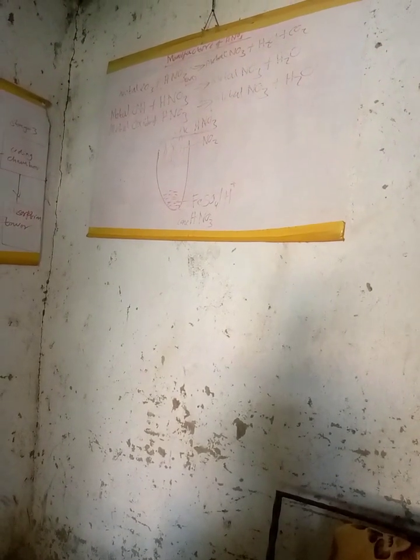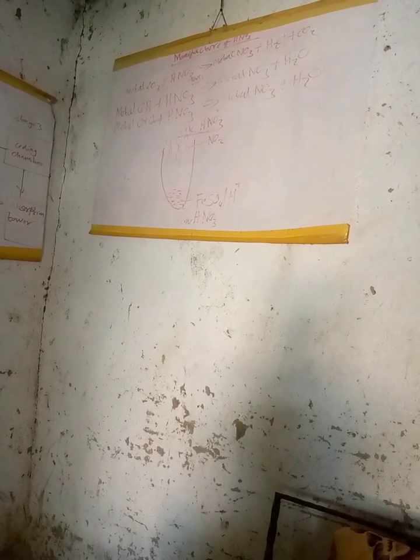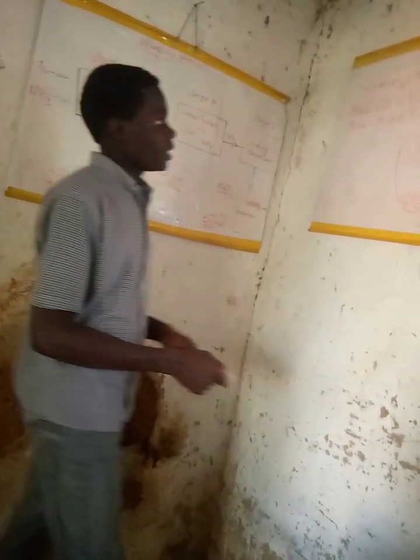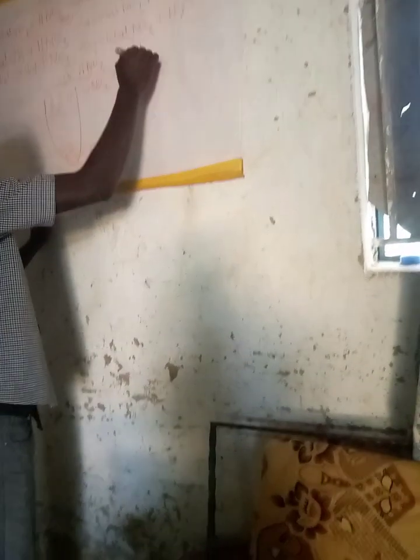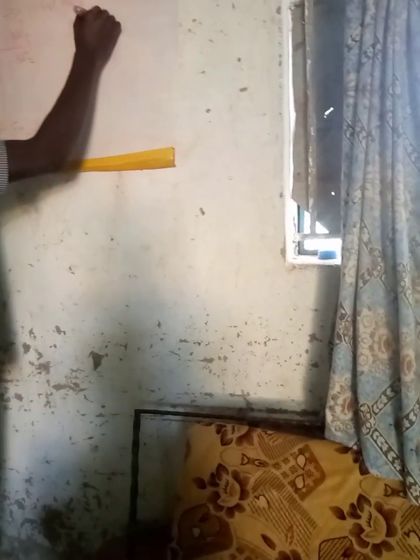Number 2, it reacts with copper to form copper(II) nitrate, water and nitrogen oxide. Number 3, it reacts with sulfur to form sulfuric(VI) acid, water and nitrogen oxide. So now let's look at some of the uses of nitric(V) acid. What are the uses of nitric(V) acid?